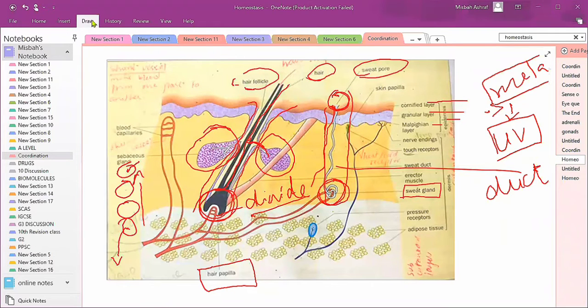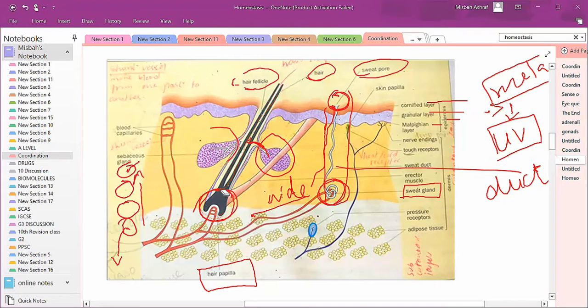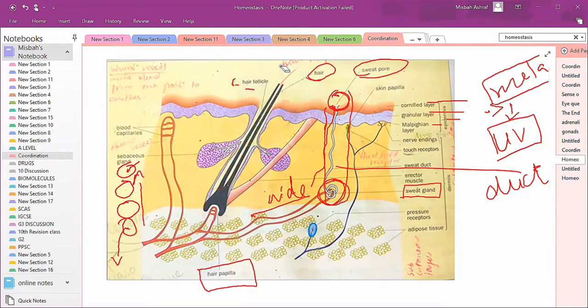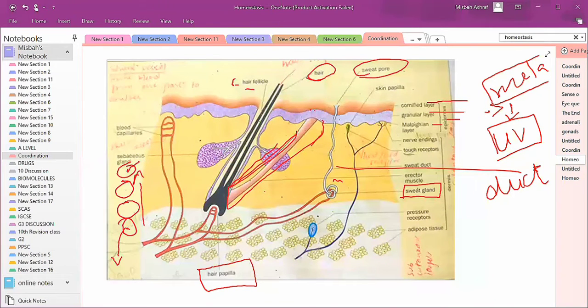Okay, beta, here you can see there is a muscle attached. Here is the muscle attached with this hair follicle. Can you see this? This one is the muscle which is attached with the hair follicle, and it is known as the erector muscle. Here you can see this is the erector muscle.